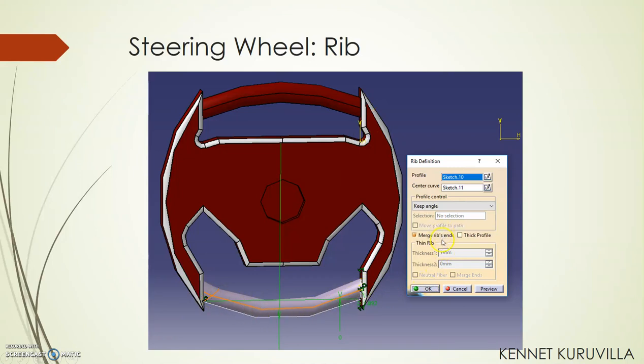As you can see here, when I used the rib tool, it actually cut off right here, and I had to click the merge rib ends. And this way I was able to complete the top and the bottom using two different tools from two different workbenches.